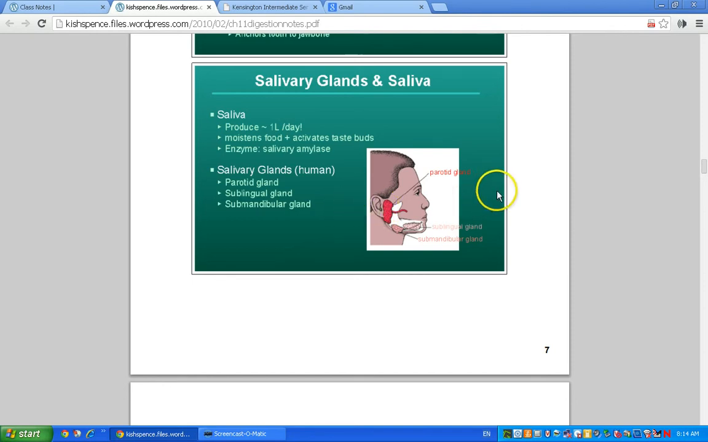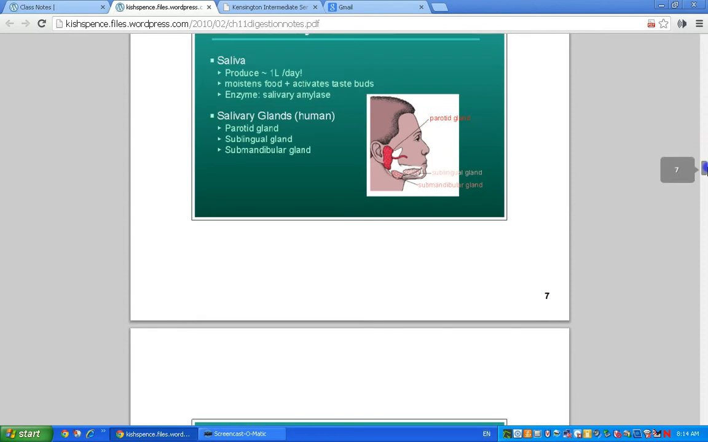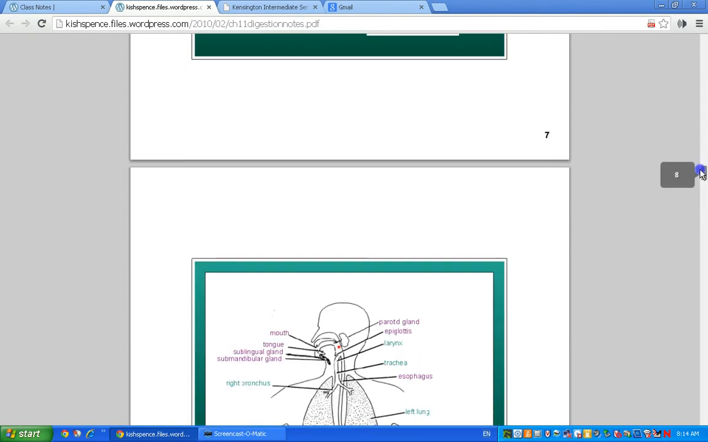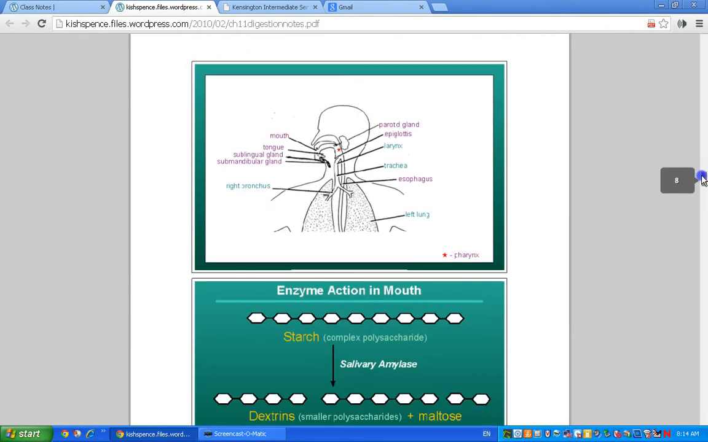So we looked at the 3 different salivary glands and we labeled them. So the parotid gland is the one by your ear. Submandibular, your mandible is your jawbone, so it's under your jawbone. And sublingual, lingual refers to your tongue, so that's the one that's under your tongue. And they're on both sides. So then we labeled them on the diagram.